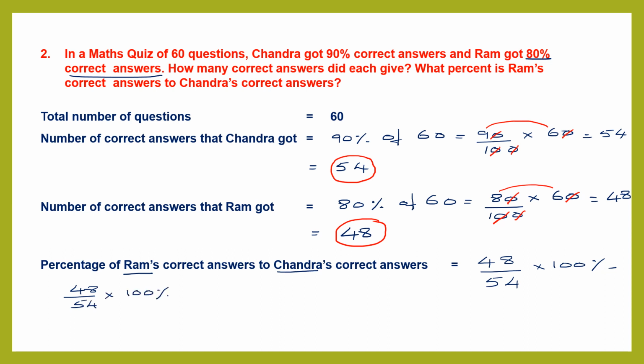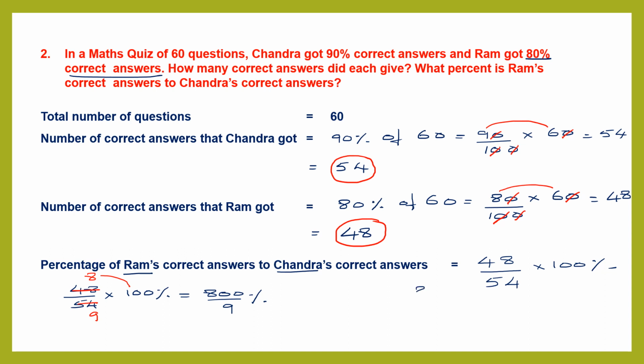48 by 54 into 100%. So let's cancel what we can. Here we can cancel 48 and 54 by 6. Both are in the tables of 6. So 6 8s are 48 and 6 9s are 54. That's all. Now let's multiply 8 into 100. 8 into 100 is 800 by 9%. Now we have to divide 800 by 9.